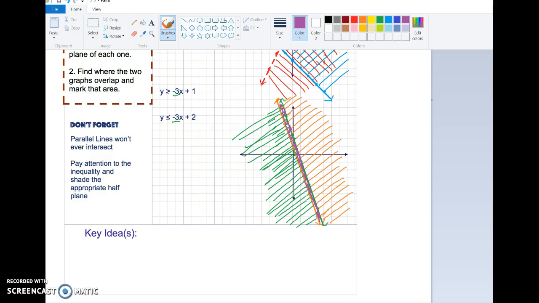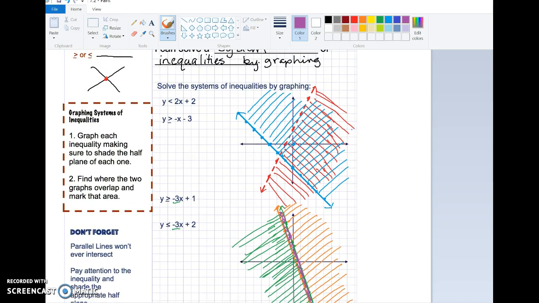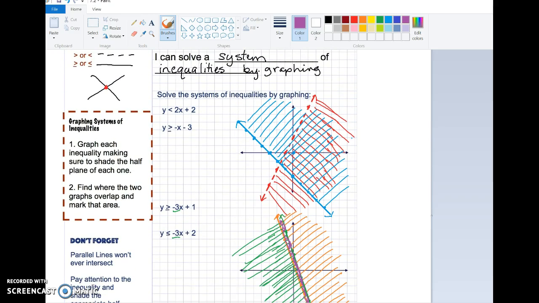Everything else is not in common, but that one area in between those two lines is where the solution set is. All right, so that is solving systems of inequalities. So let's just remember what you have to do. You have to first graph each inequality, making sure to shade the half plane of each one. Then you find where the two graphs overlap, and that is your solution set.